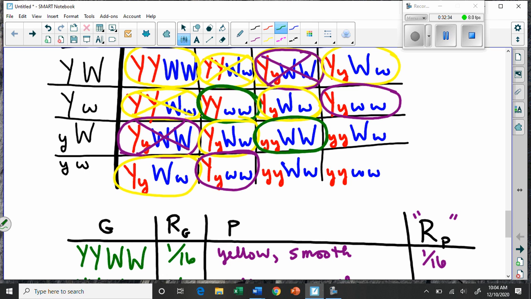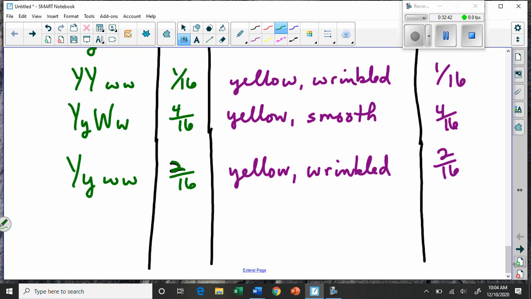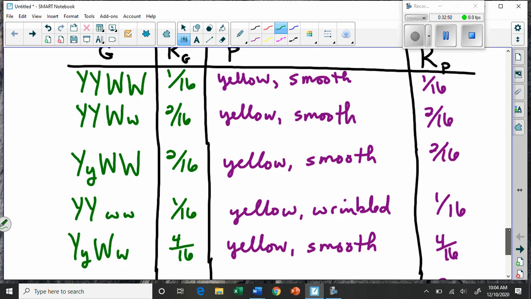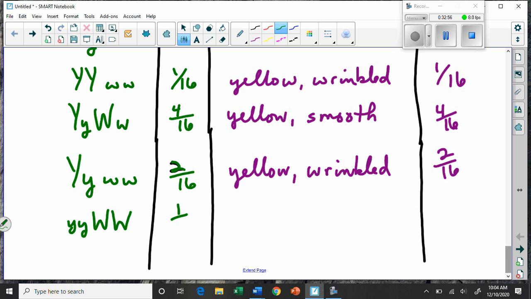It's homozygous recessive, homozygous dominant. So let's add that one in. Homozygous recessive, homozygous dominant. I've got to double check to make sure that's what I said. Yep. 1 out of 16. That phenotype will be the first one we've come across that's green, because it has no dominant yellow allele. But it will be smooth, green and smooth. And that will be right here, 1 out of 16.